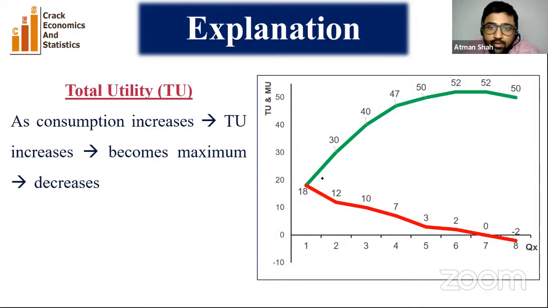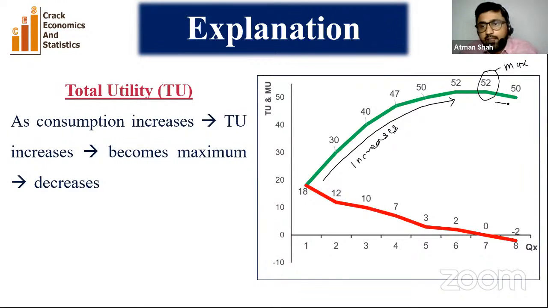At the beginning, the total utility increases. Here you see. Then it becomes maximum at 52. Maximum. And then it starts declining. So here it is decreasing. That is the explanation of the total utility curve. At the beginning, it increases, it becomes maximum, and after that threshold or after that point, it starts declining.